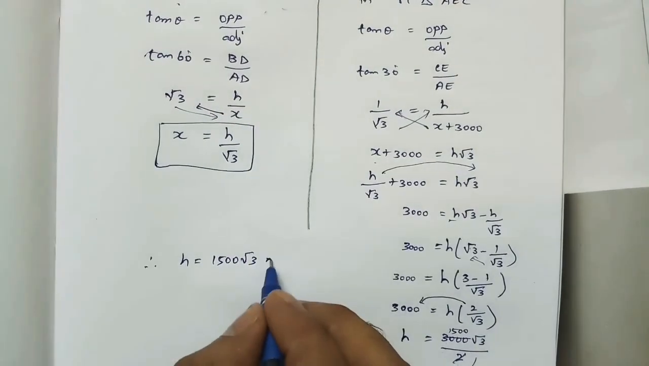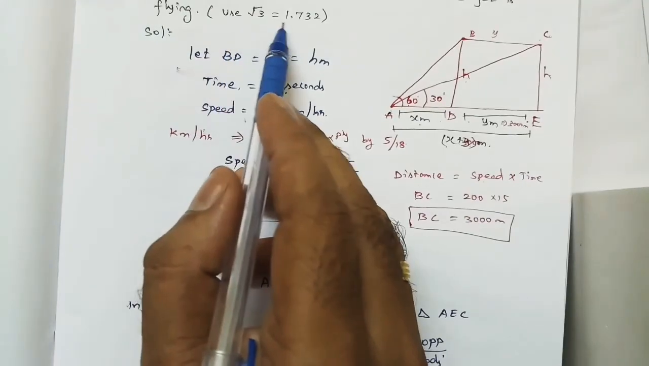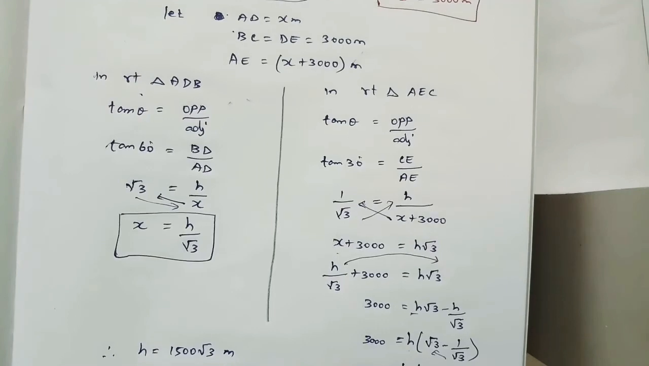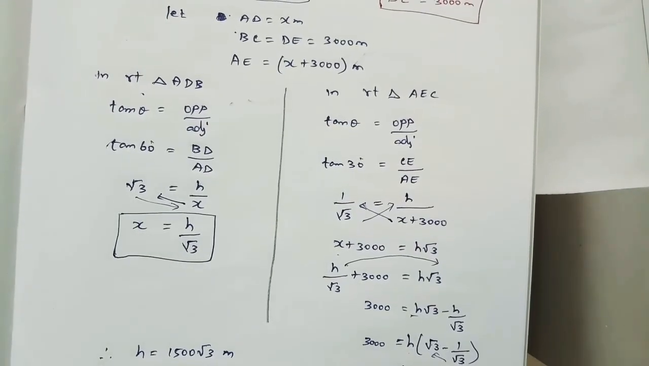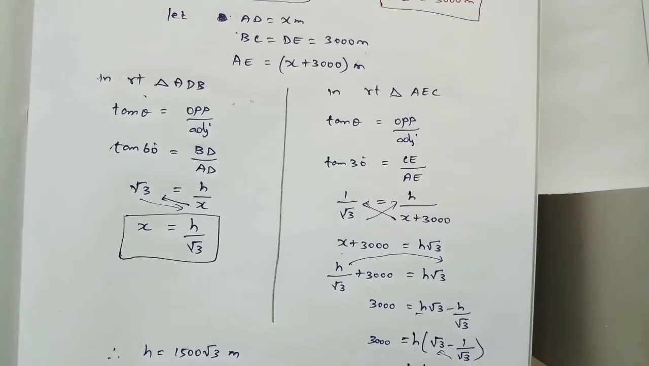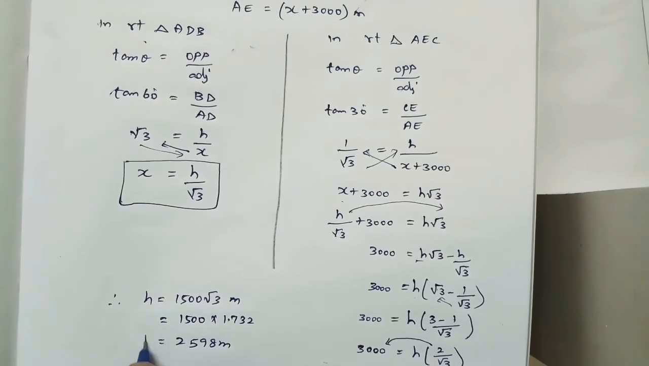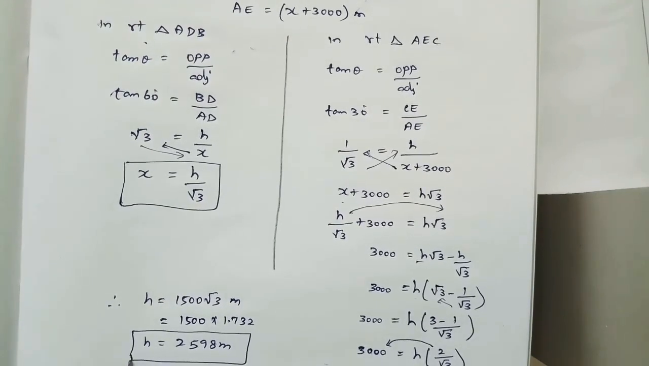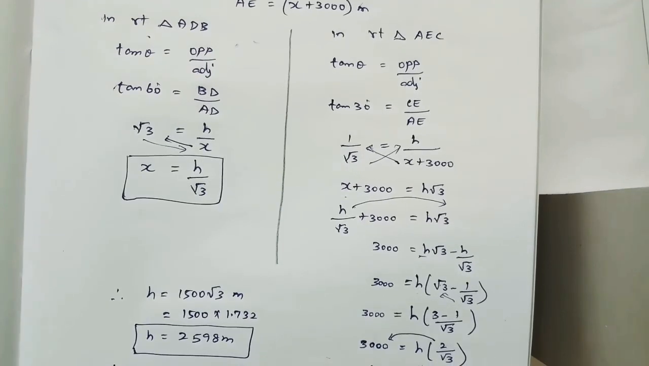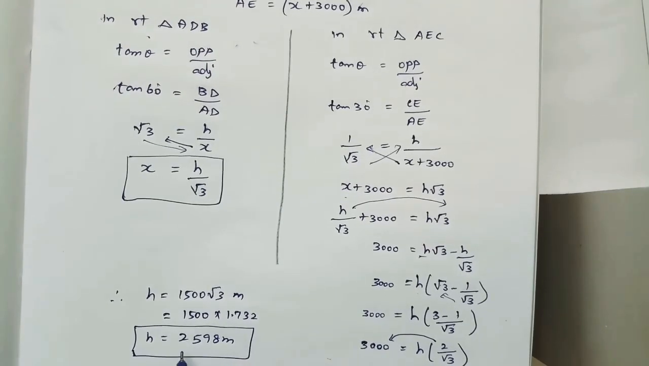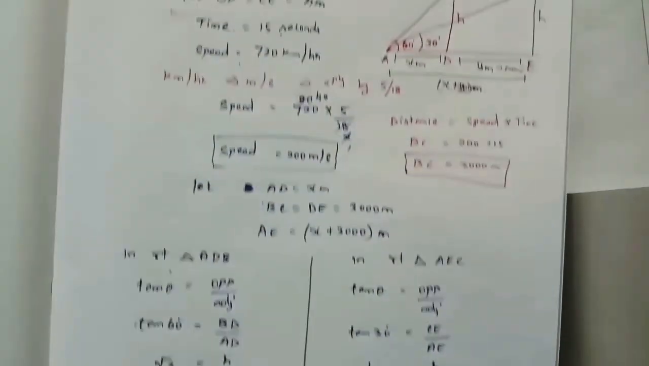We can stop here, it's 1500 into root 3 meter, but they ask you to use root 3 is equal to 1.732 in the question. So substituting, H is equal to 1500 into 1.732, which is equal to 2598 meter. Therefore, the height of the jet fighter from the ground is 2598 meter. Understood?